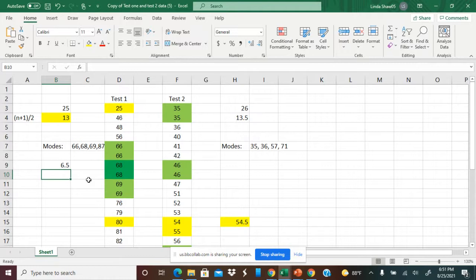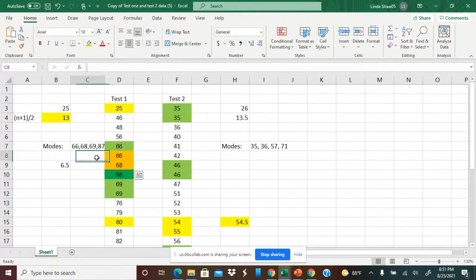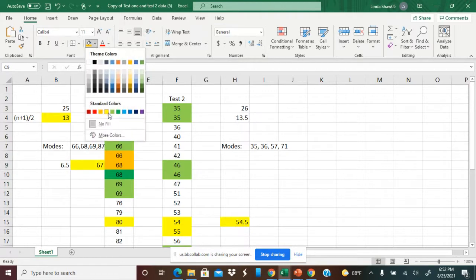So I'm looking between the 6th and 7th data point to find my first quartile. That's going to be 1, 2, 3, 4, 5, 6, 7. So I'm looking at these two data points. The midpoint between 66 and 68 is going to be 67. So that is going to be my first quartile, and I'm going to highlight that in yellow.